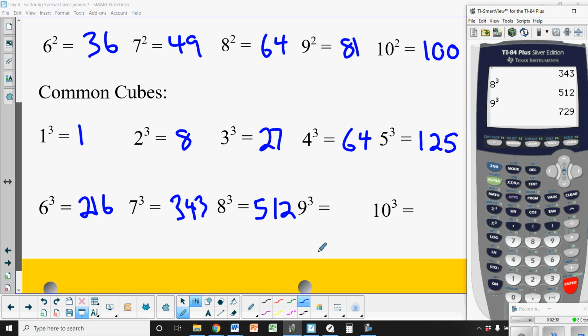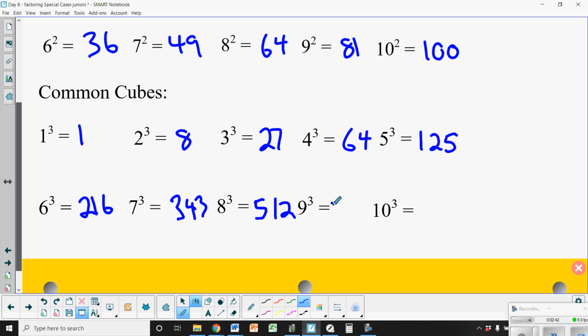So 9 cubed, we have 729. And 10 cubed, 10 times 10 is 100. 100 times 10 gives us 1,000. So that one we don't necessarily need a calculator for. And maybe you didn't for the other ones.